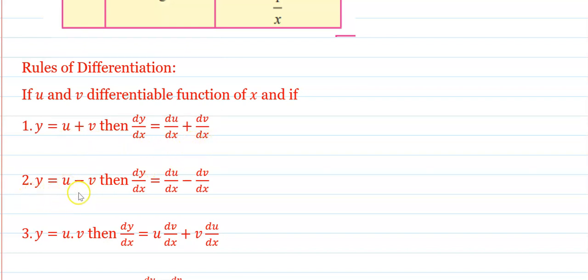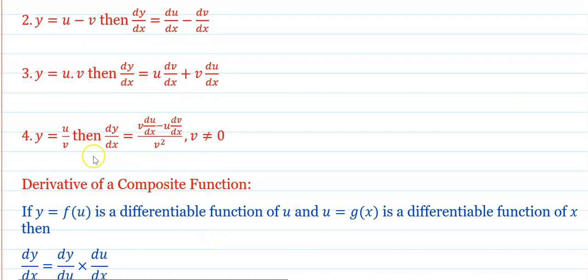y is equal to u minus v, here is a subtraction. Then dy by dx is equal to du by dx minus dv by dx. y is equal to u into v, that's a product of two functions. Then dy by dx is equal to u into dv by dx plus v into du by dx. Again I will repeat, dy by dx is equal to u into dv by dx plus v into du by dx. Okay. Now the quotient rule, y is equal to u upon v.